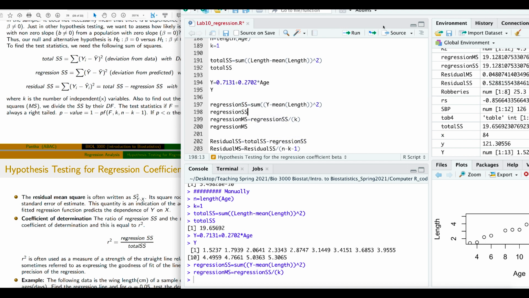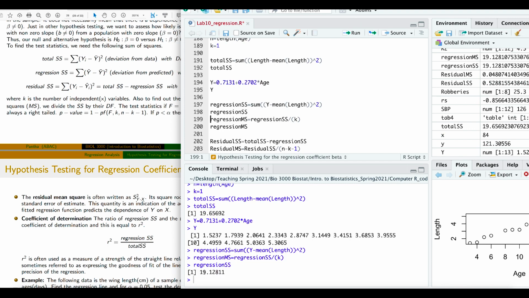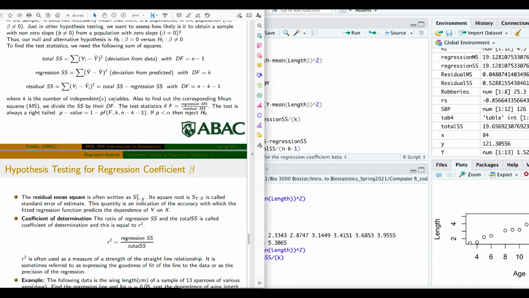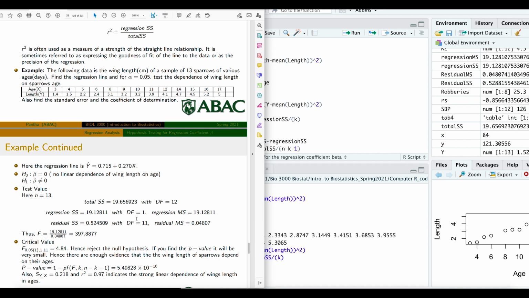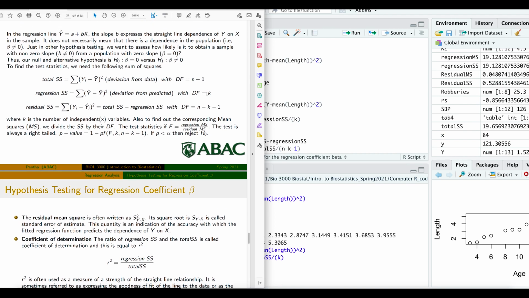So regression SS would be 19.128111. So that will be the regression SS. Okay. What is the degrees of freedom? Degrees of freedom is K. You see that? Degrees of freedom is K.